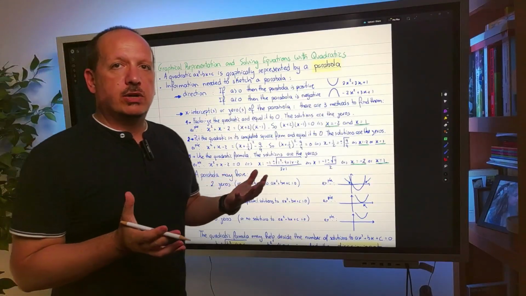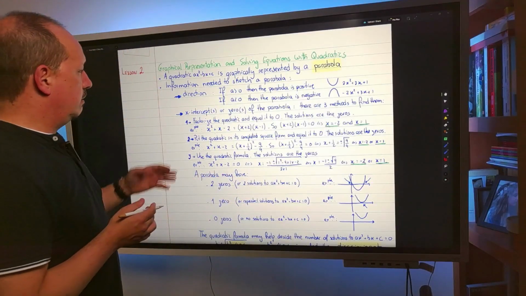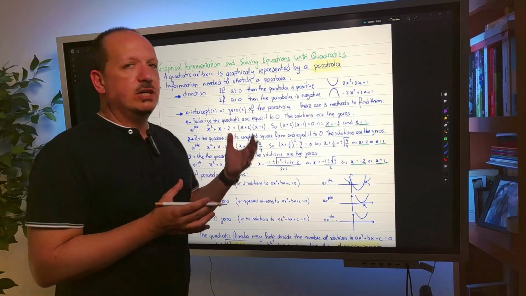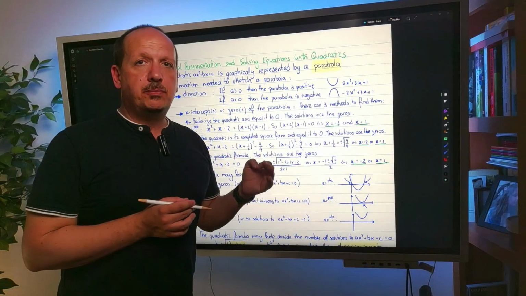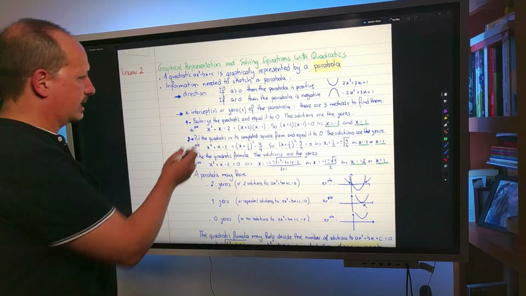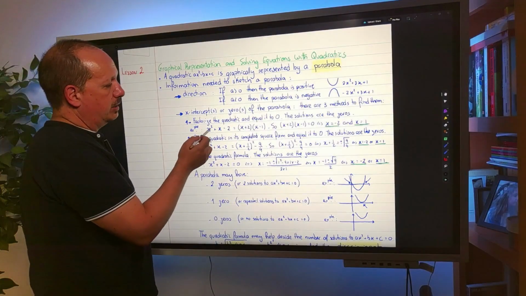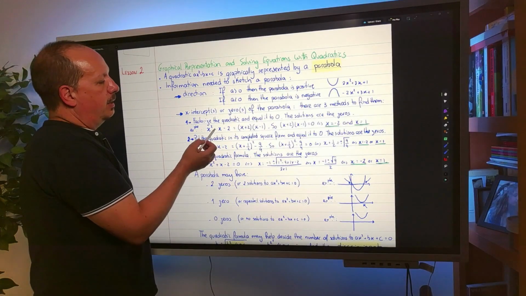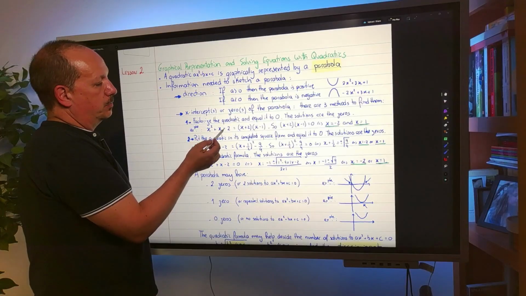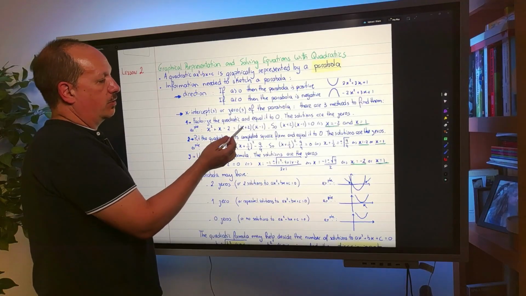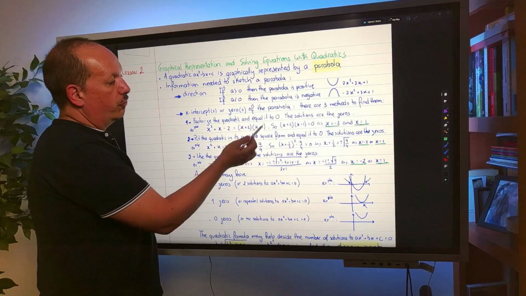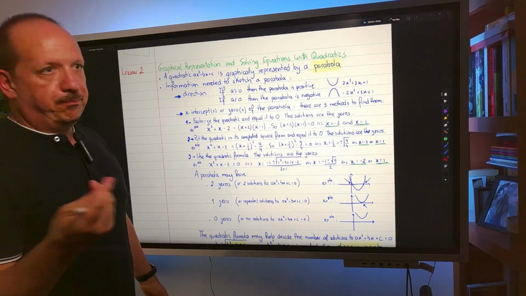If you can factorize the quadratic, you just equal it to 0, and this is going to be the simplest procedure, the simplest method. Look at this example. If you have this quadratic, you have to think of two numbers that added together give 1 and multiplied together give minus 2. These are going to be the 2 and minus 1. So you factorize this in a couple of seconds.